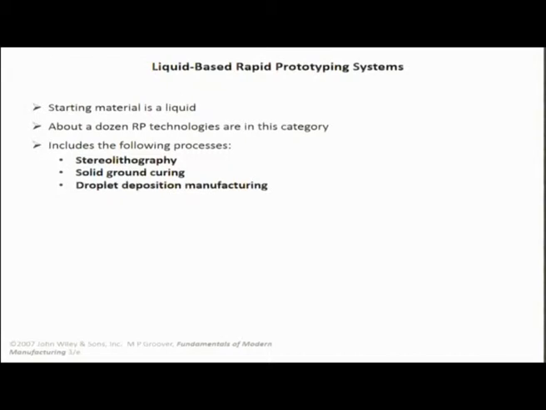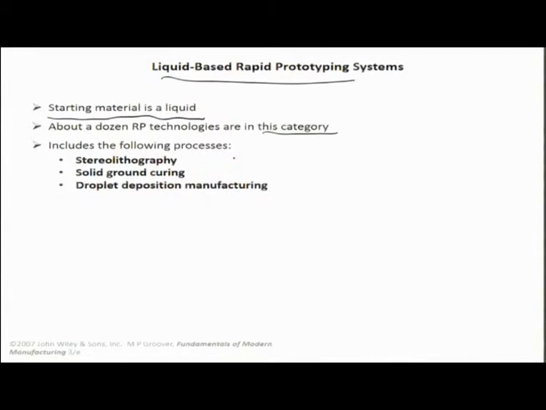So, let us talk about when the starting material is liquid. This is the liquid based rapid prototyping process. There exist about a dozen RP technologies in this particular category, but I am going to talk about the few which are most widely used.